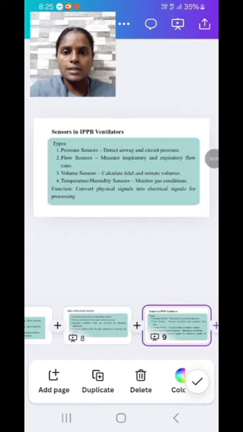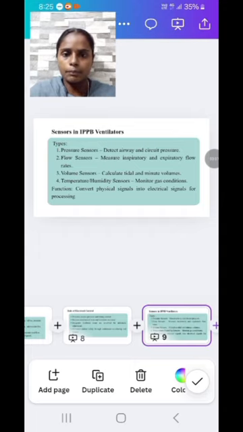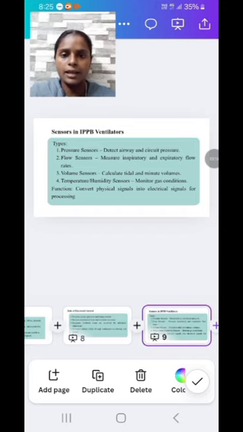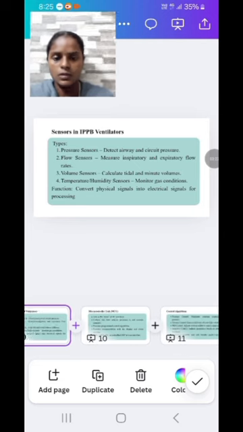Next, sensors in the IPPB ventilator. There are four sensors: pressure sensor, flow sensor, volume sensor, and temperature or humidity sensor. The pressure sensor detects the airway and circuit pressure. The flow sensor measures the inspiratory and expiratory flow rates. The volume sensor calculates the tidal and minute volume. The temperature or humidity sensor monitors the gas condition. Their function is to convert the physical signal into an electrical signal for processing.